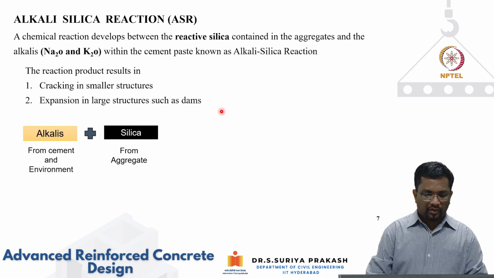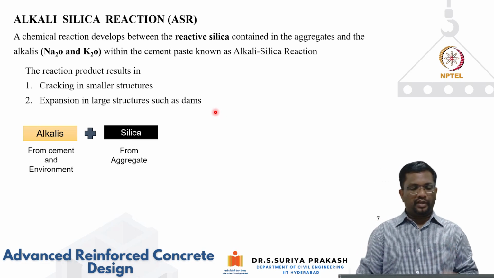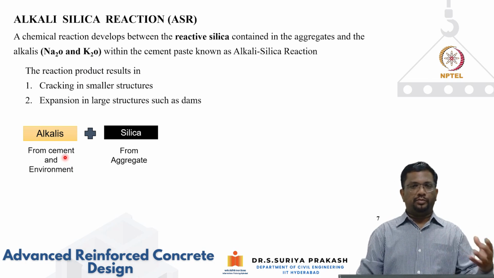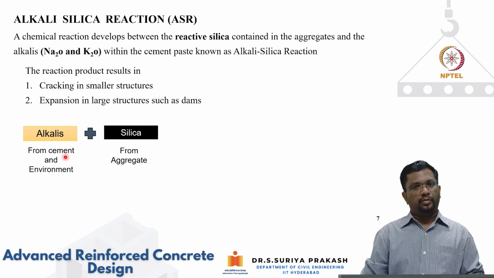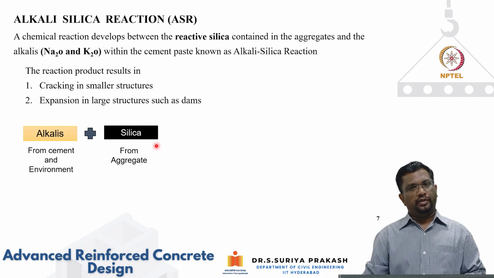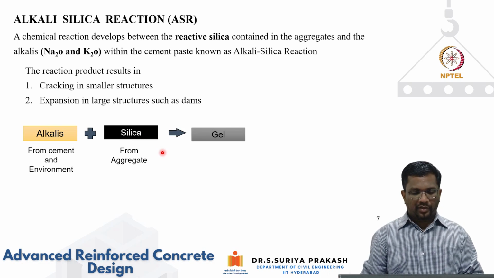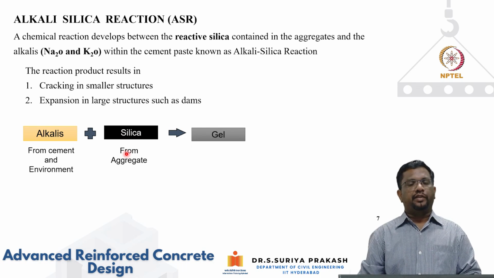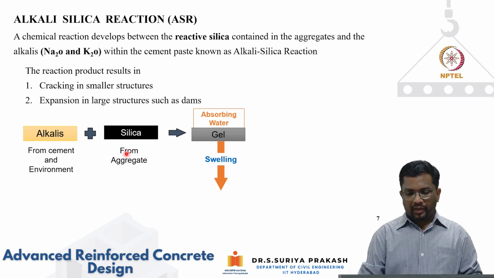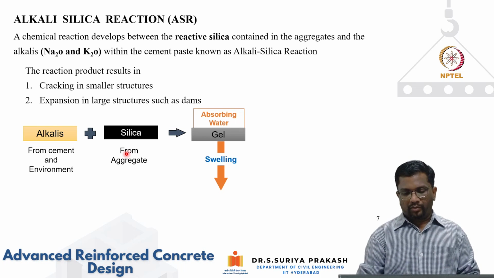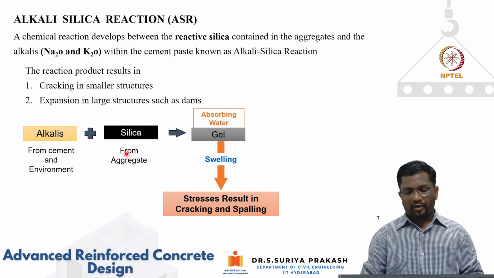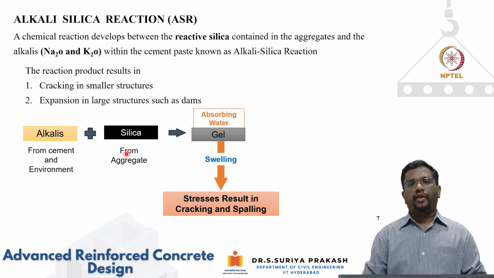Okay. Now, as we've seen, in cement we always have a lot of alkalis like sodium oxides and potassium oxides. So alkalis are always available, either from the cement as an internal source, or they can come from the external environment as well. Silica is hugely present in the aggregates. It comes from the aggregate. Now, what happens? When they react, they form a gel, and this gel starts absorbing water and swells. Because of the swelling, it produces a lot of stresses in the surrounding areas and creates a lot of cracking and spalling.